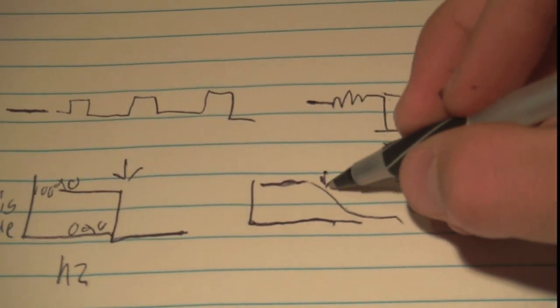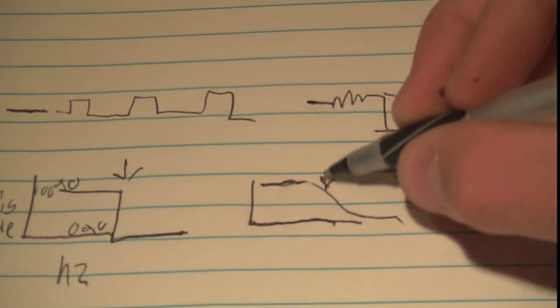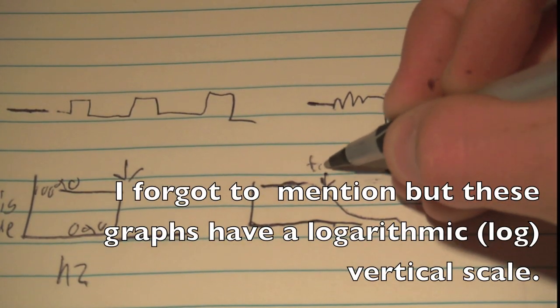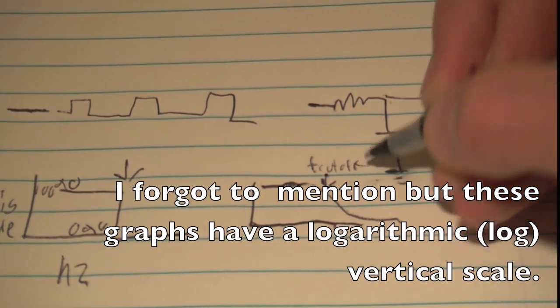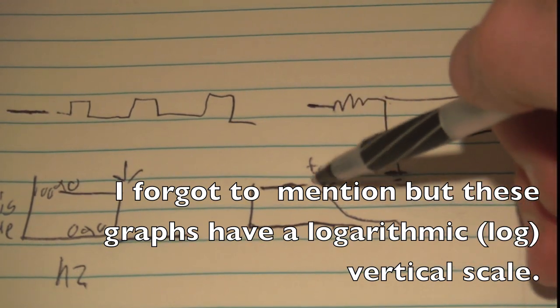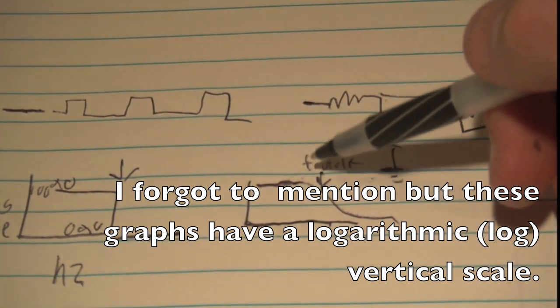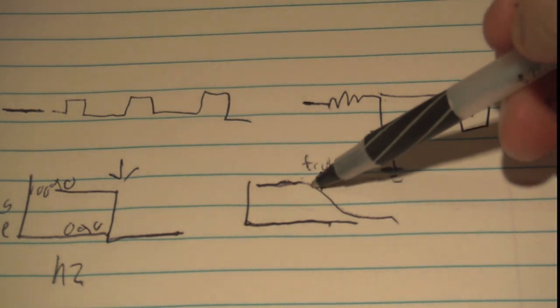Just after the start of our curve, right here, this is going to be our cutoff frequency, denoted by F cutoff. Okay? So this means that above our cutoff frequency, we're still going to attenuate the signal a little bit. Just not very much.